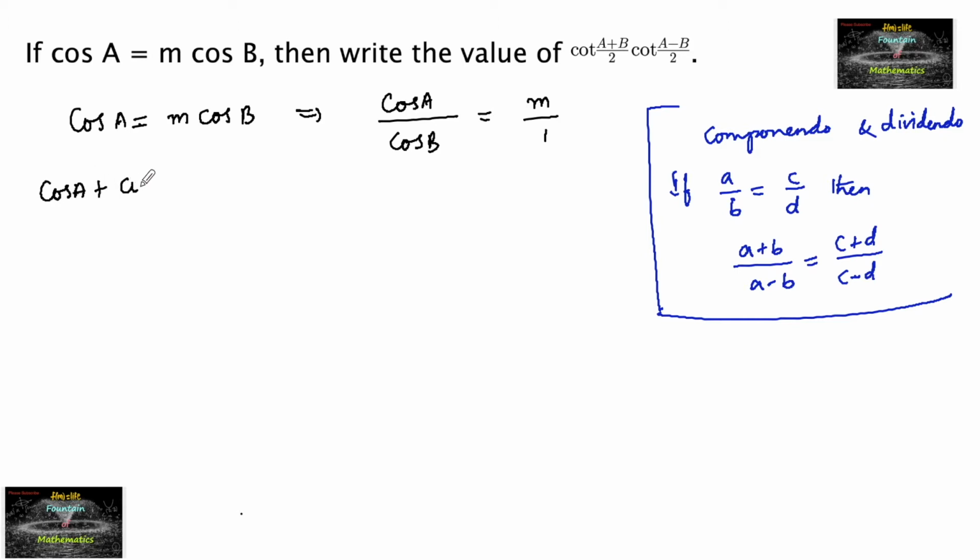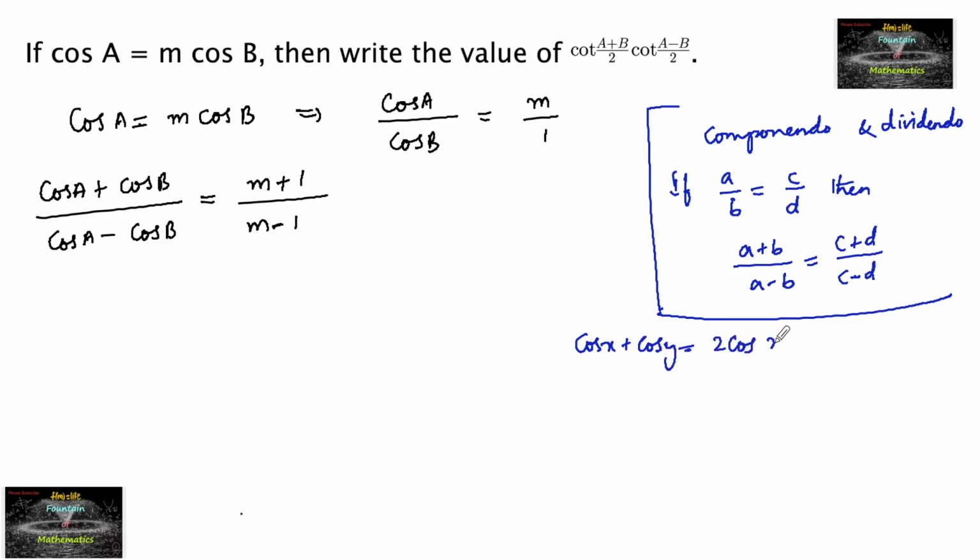So we will have cos A plus cos B upon cos A minus cos B, which is equal to (m plus 1) upon (m minus 1). And then we shall use the cos x plus cos y formula. We have cos x plus cos y is equal to 2 cos (x plus y) by 2 into cos (x minus y) by 2, and for cos x minus cos y we can use minus 2 sin (x plus y) by 2 into sin of (x minus y) by 2.